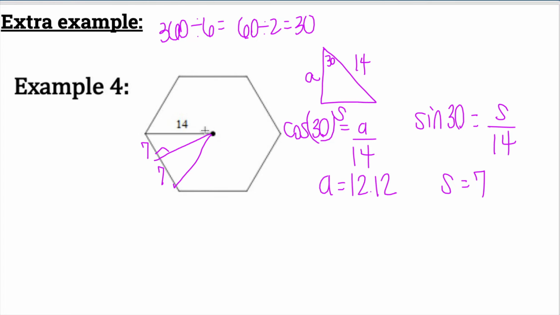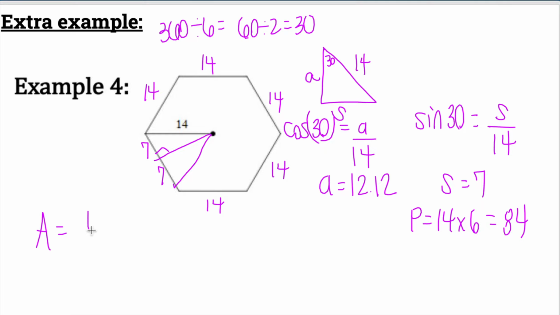Interesting enough, that's also the same thing as a radius here. Not always is that perfectly going to happen, but sometimes you notice that'll happen. So 14 for all 6 sides. Now I can find my perimeter. So perimeter is 14 times 6, which will be 84.